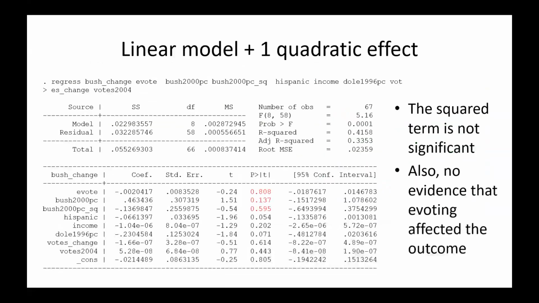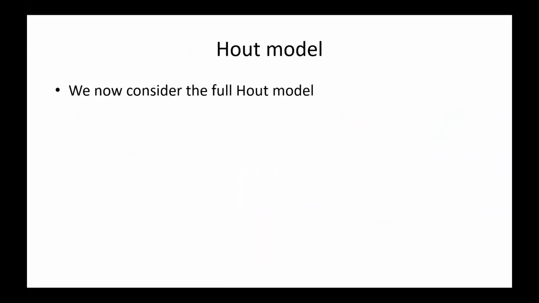Now, if we did add a quadratic effect anyways, because of the Hout model, the quadratic effect is not significant, and the e-voting is not significant, and so there's really no reason, because the quadratic effect doesn't do anything. Okay, now we have to back up, but this is the end of the current section.